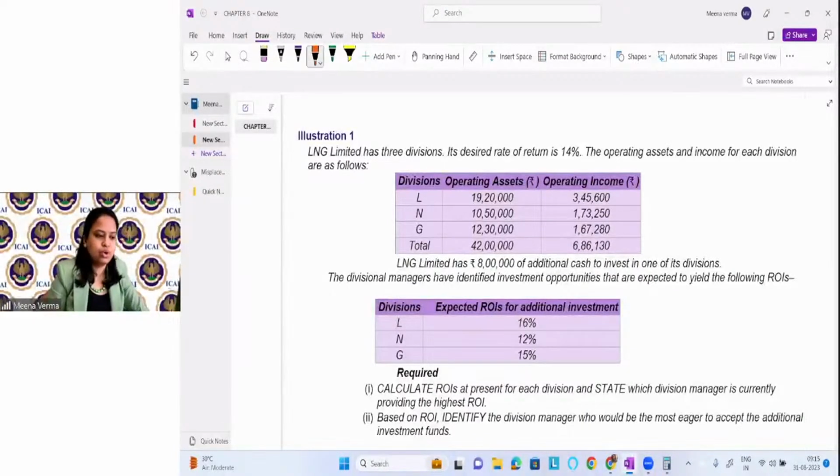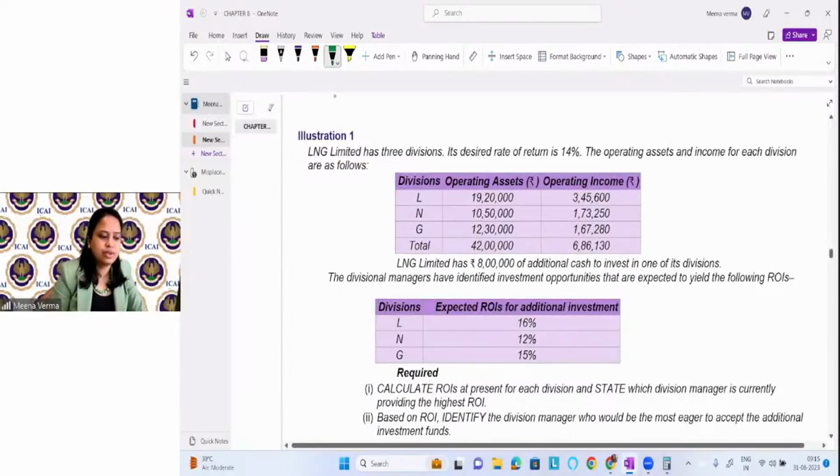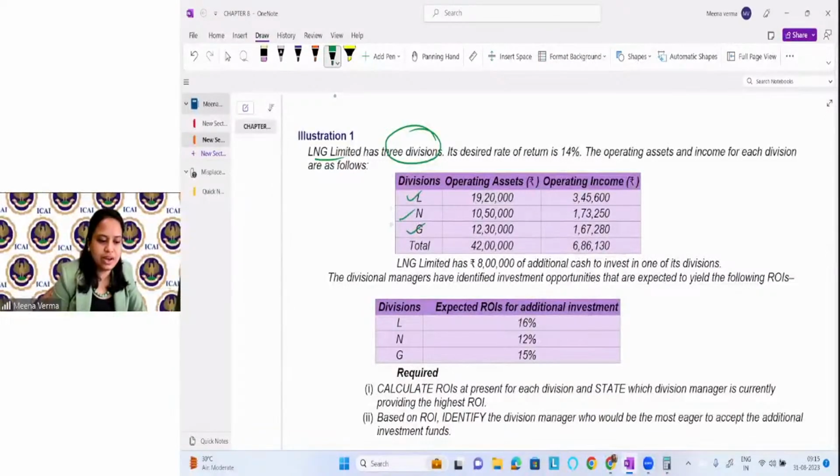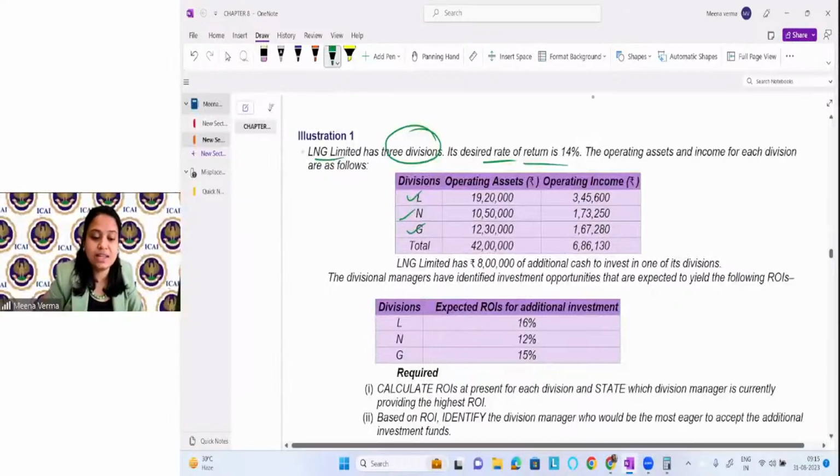So what is the question? LNG Limited has three divisions, L, N, G. These are the three divisions of the company. Its desired rate of return is 14%. The operating assets and income of each division are as follows. Operating assets is given here. Operating income is given here.